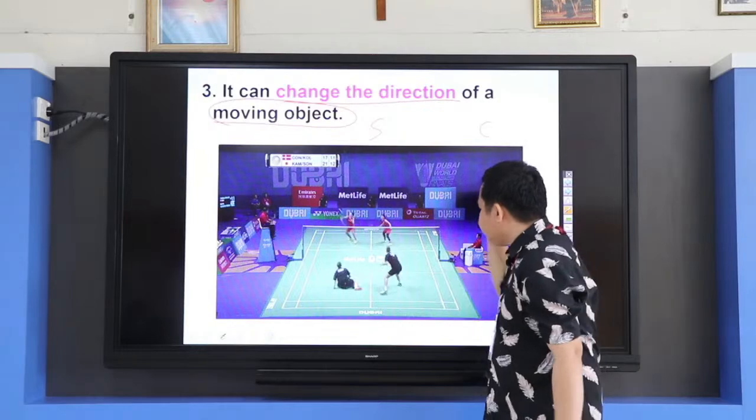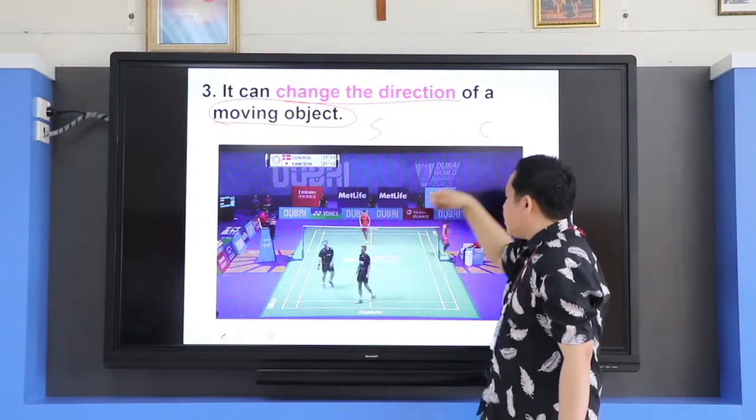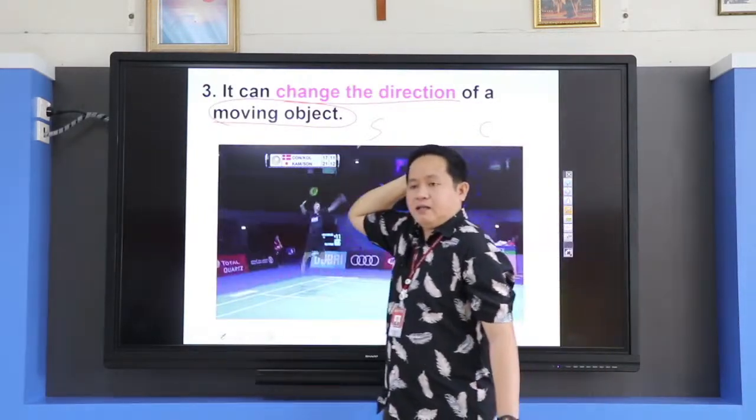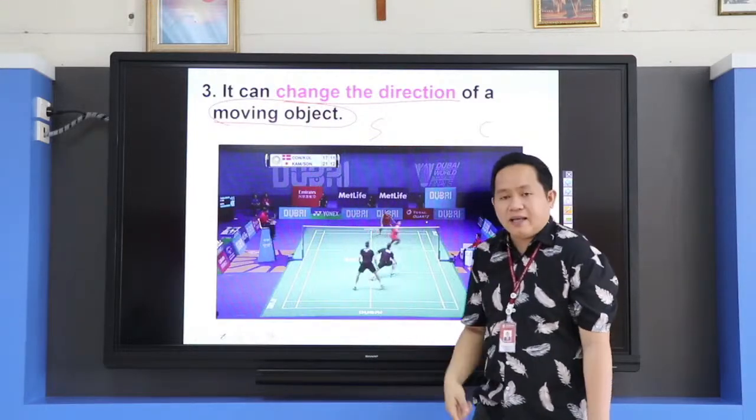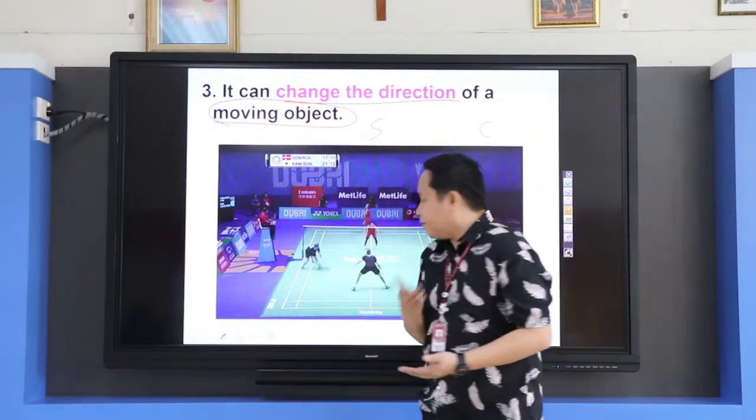When you hit, it goes to the left, to the right, drops closer to the net, or goes a little bit far, but not outside the line. Are there answers, Teacher Joe? Not yet.